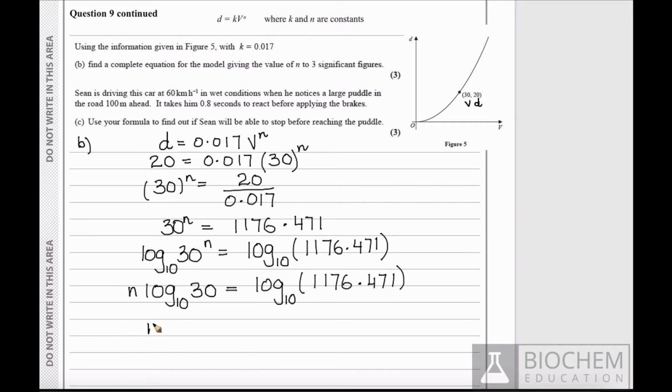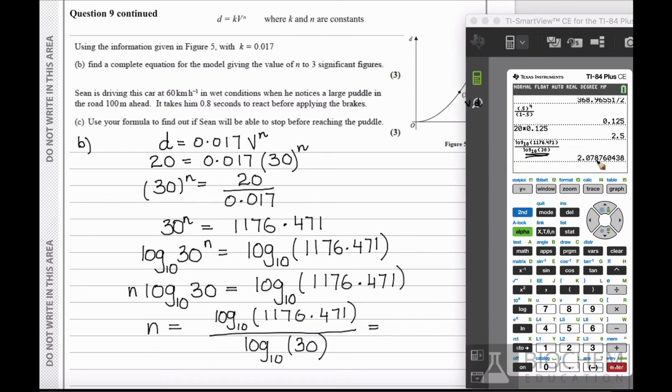Now, in order to find n, divide both sides by log to the base 10 30. So we can write this as log to the base 10 1176.471 divided by log to the base 10 30. And this will give you a final answer of 2.0787, but writing it to 3 significant figures, our final answer will be 2.08.